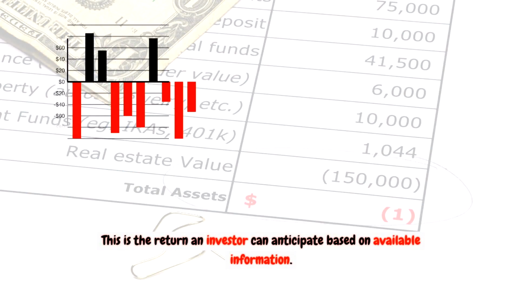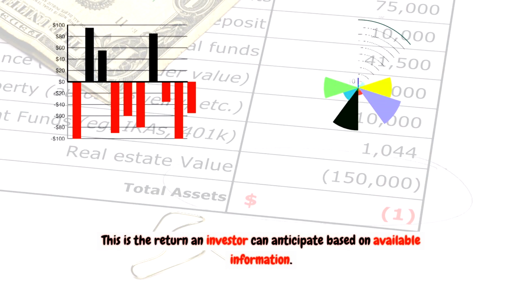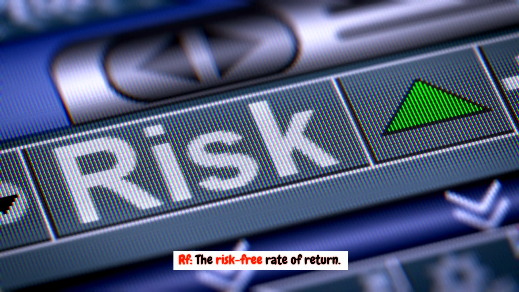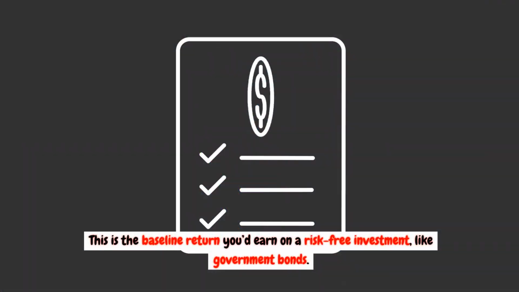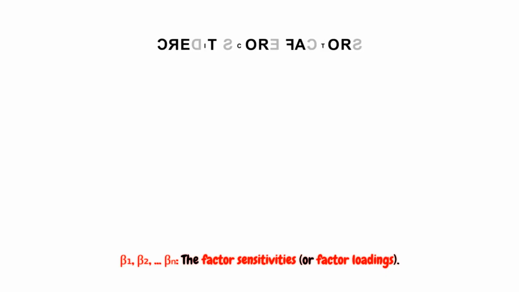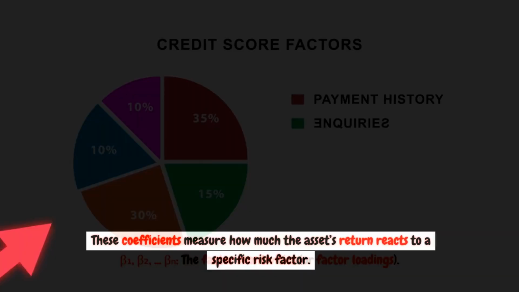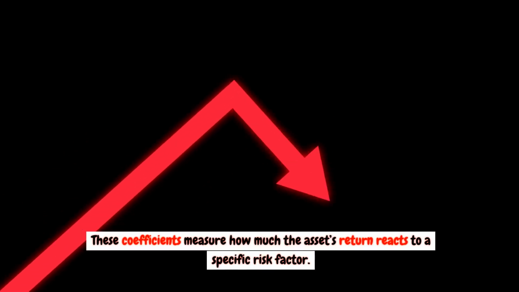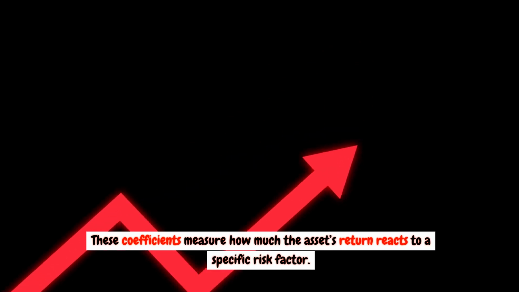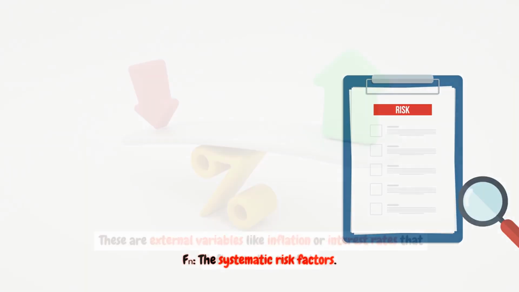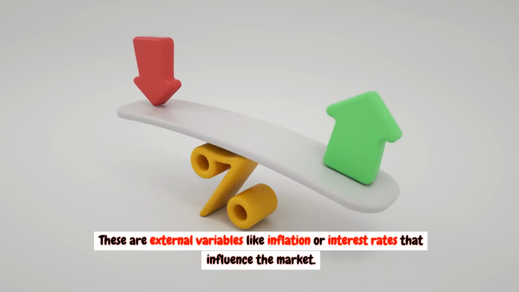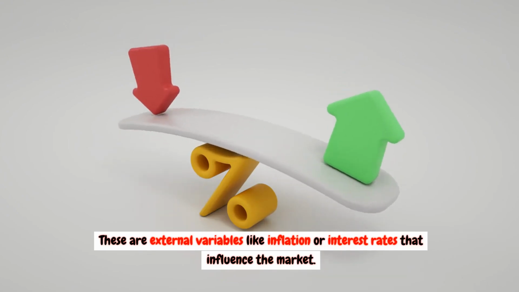This is the return an investor can anticipate based on available information. RF, the risk-free rate of return. This is the baseline return you'd earn on a risk-free investment like government bonds. V1, the factor sensitivities or factor loadings. These coefficients measure how much the asset's return reacts to a specific risk factor. F1, F2, Fn, the systematic risk factors. These are external variables like inflation or interest rates that influence the market.